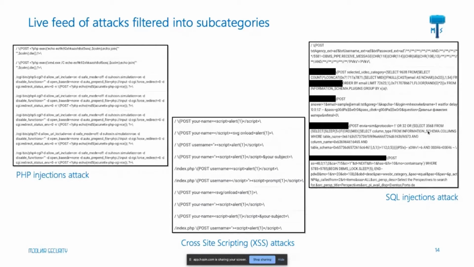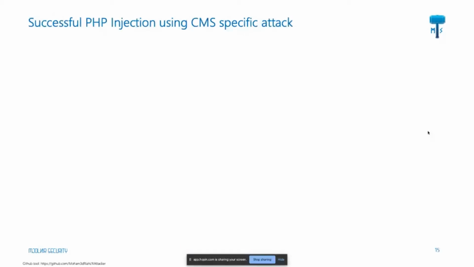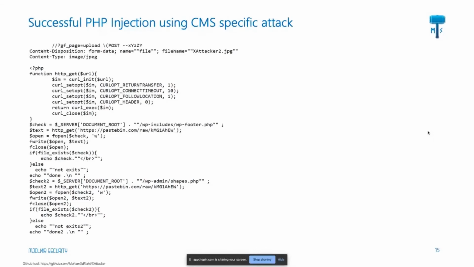So at this point, I was thinking, what else can I do with this? How can I identify what specific tools are being used, apart from things that are obvious in the names? With that, I found something very interesting. I actually found a successful PHP injection attack happen using a CMS-specific attack. I saw a script with a payload specifically mentioning a file called xattacker2.jpg. Now, if you're familiar with the tool xattacker, then this would make sense.